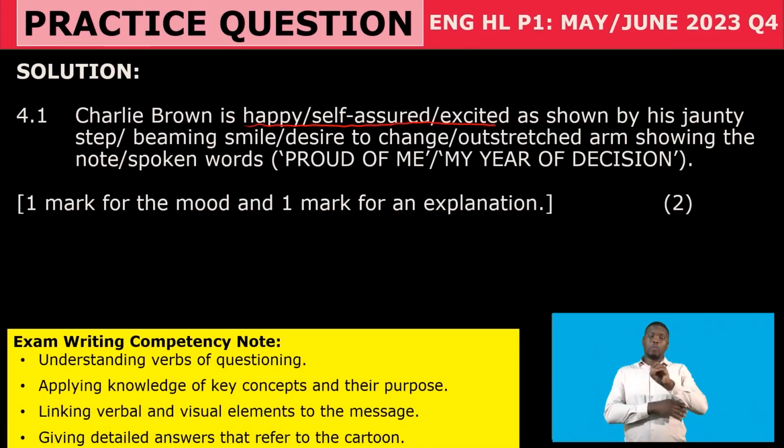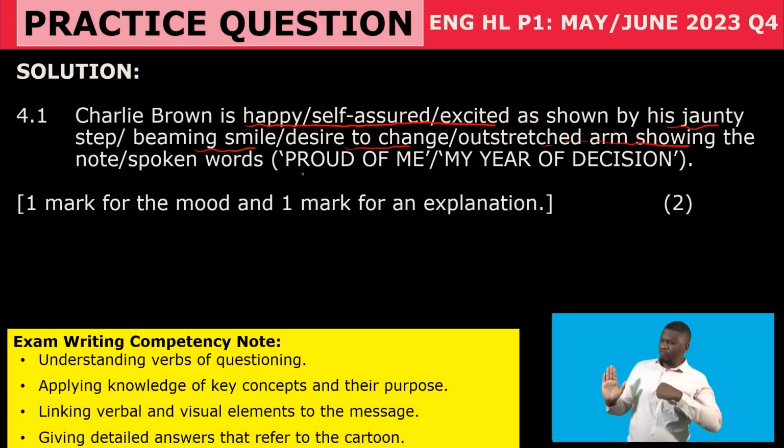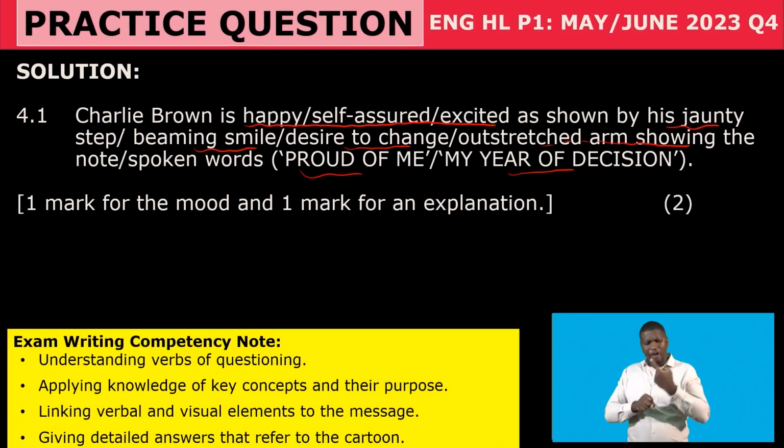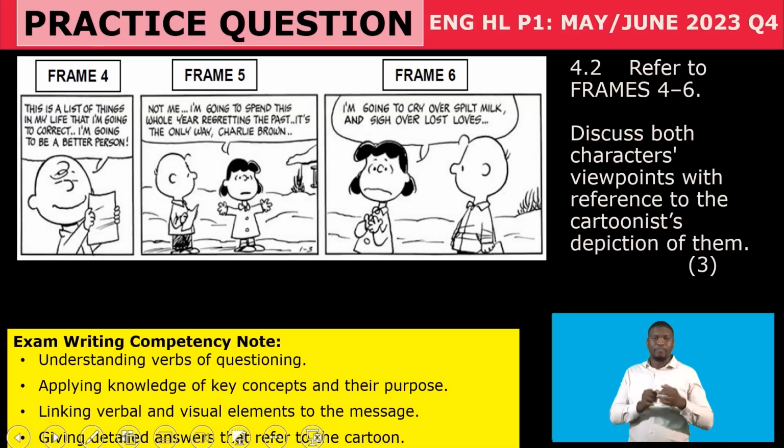The answer, he is happy, he's self-assured, he's excited. That is the mood. And then how is it shown? His jaunty step, his beaming smile, his desire to change, the outstretched arm showing the notes, or even the spoken words, "proud of me, my year of decision." In this question, you will get 1 mark for the mood and 1 mark for the explanation, the reference that you give to the cartoon.